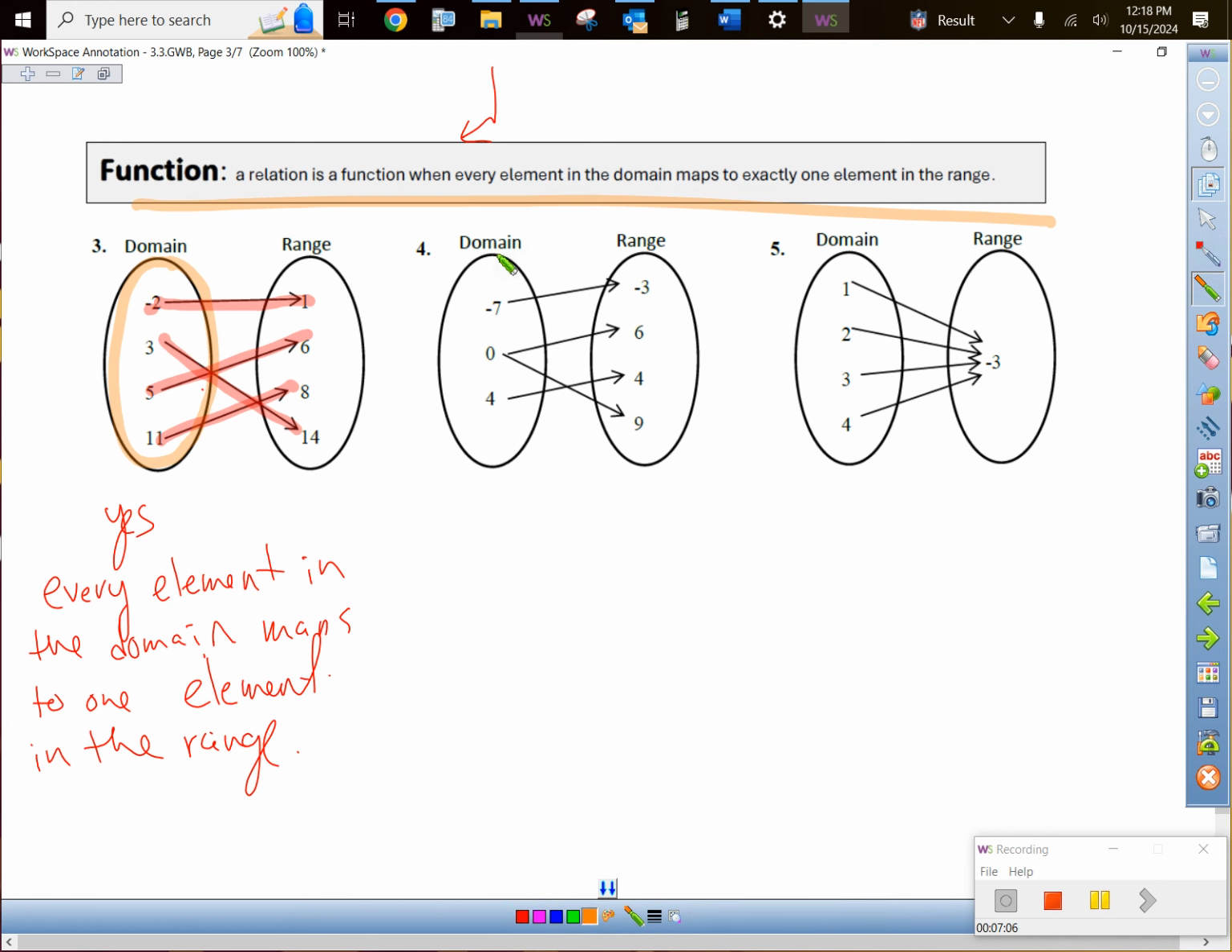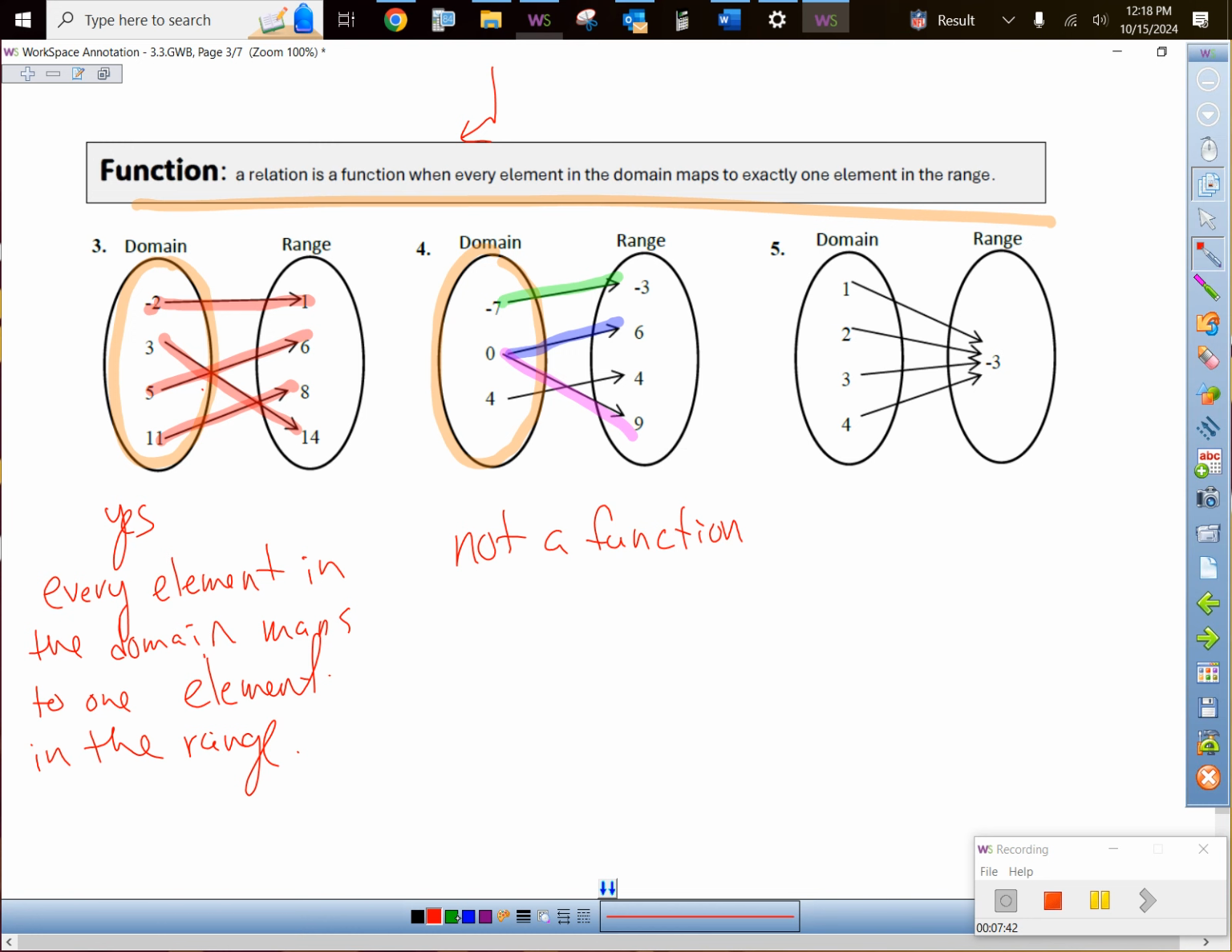Let's try again. You only care about this bubble right here. -7. Is -7 cool or not? How many arrows come off of -7? One. One is cool. 0. Here's an arrow. There's an arrow. Are you with me that more than one arrow is coming off of the 0 in that case? That's bad. This is not a function. That is like if this was a vending machine and you hit the 0 button, two things pop out. A 6 pops out and a 9 pops out. And we can't have that. That is a malfunctioning situation.